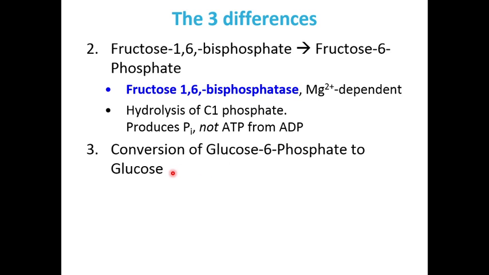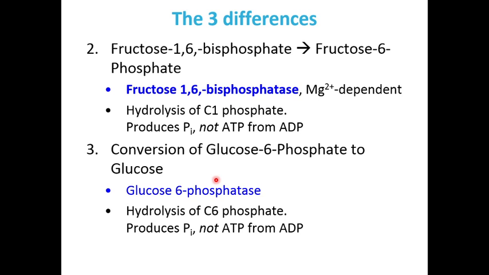The third difference is the conversion of glucose-6 phosphate to glucose, which is catalyzed by glucose-6 phosphatase. Again, hydrolysis of C6 phosphate produces phosphate and not ATP from ADP. So these 2 reactions are expensive in the sense that they are not producing any ATP. The third enzyme, glucose-6 phosphatase, carries out this reaction in the endoplasmic reticulum.